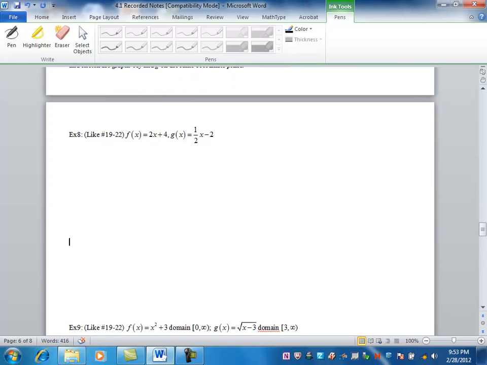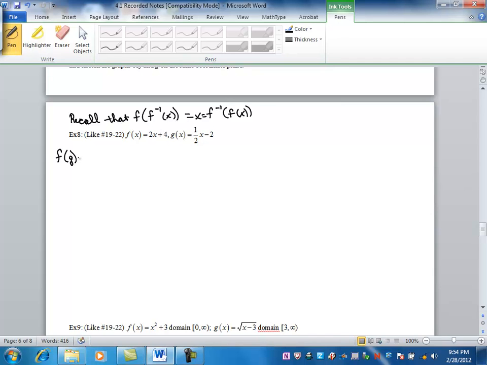Alright, let's see what we got here in our next example. What they're wanting us to do here, they want us to use the theorem on inverses to prove that f and g really are inverses of each other. And then we want to sketch both of these on the same coordinate plane. Alright, and so what we need to do here, just as a reminder, we will recall that f composed with its inverse should give me x, and the inverse composed with the function should give me x. And so let's see what happens here.